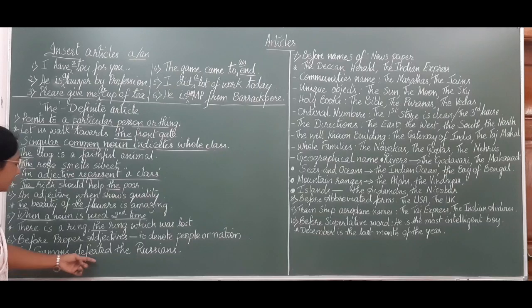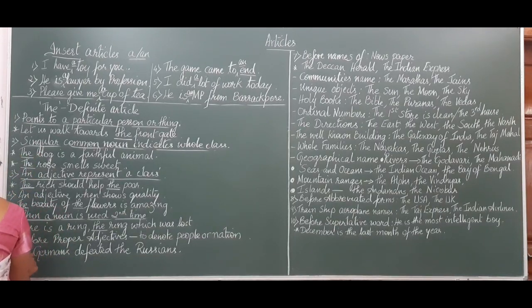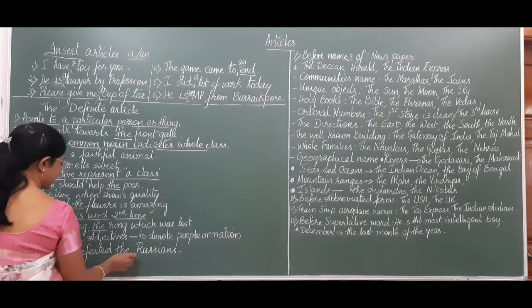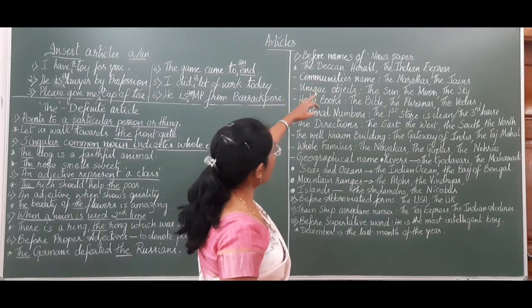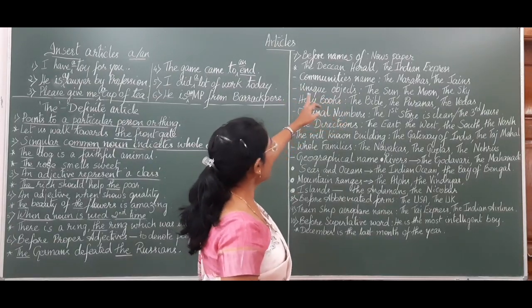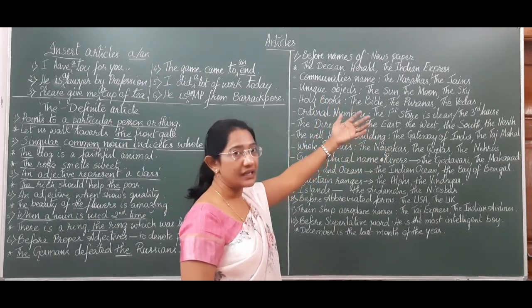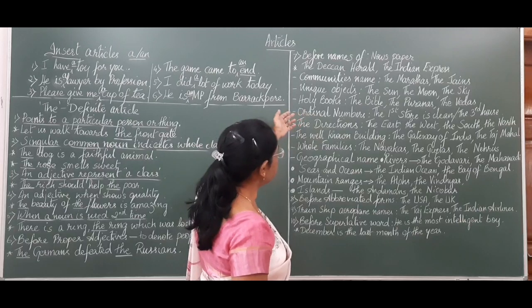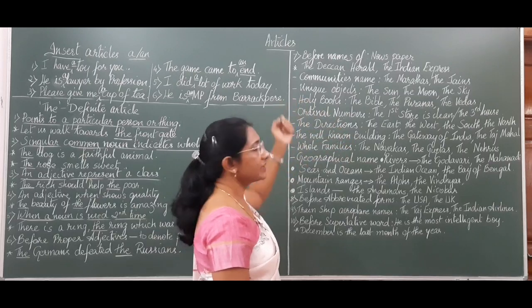The Germans defeated the Russians. So, here we are using the proper adjectives. The Germans defeated the Russians. And it is a particular nation. Next, before names of newspapers like the Deccan Herald, the Indian Express, the Hindu, the Nagaravani, all the newspaper names take the definite article the.